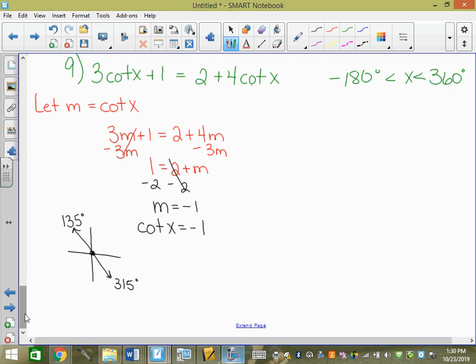You also have to check them. These two fit. That's good, right? But some of their coterminals might also fit. So if I take 135, and I subtract 365, I'm going to get 225, which is too big. 315 minus 360, and I get negative 45. And that actually fits. So we have 3 solutions. X equals negative 45, 135, 315. Okay? That was all stuff you did last year.